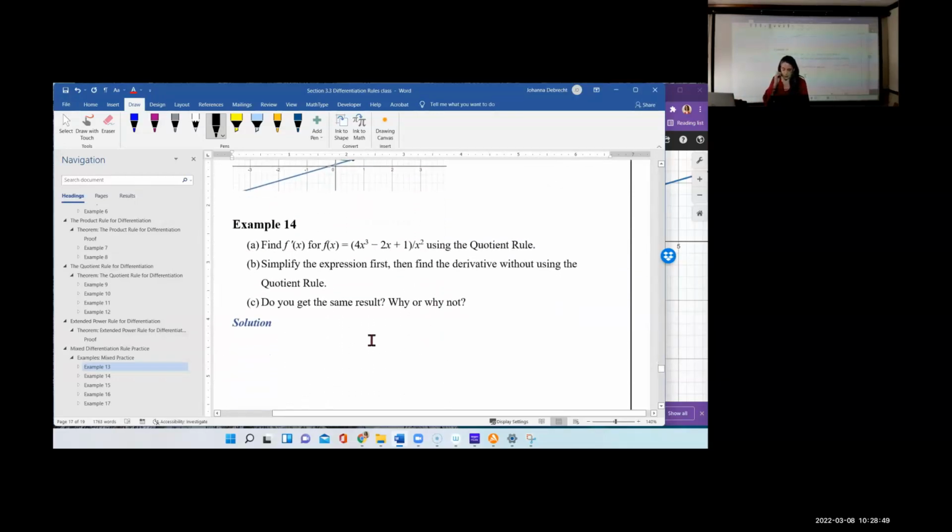Okay. The next thing that we want to do is find the derivative using the quotient rule, and then simplify the expression first and find the derivative again and decide whether we get the same results, why or why not. So our function here is really, and maybe instead of calling it f, I should call it h so that we can use f and g for the formula: 4x cubed minus 2x plus 1, all divided by x squared.